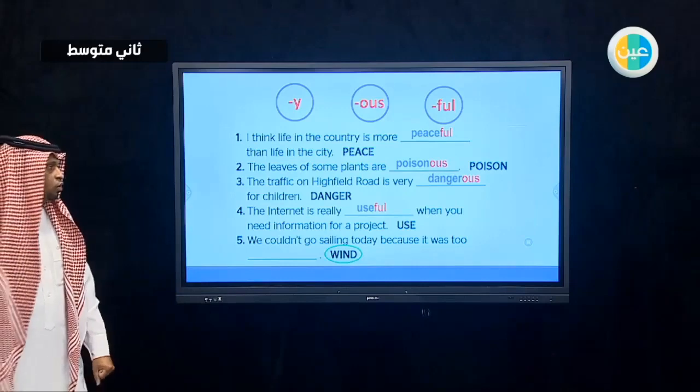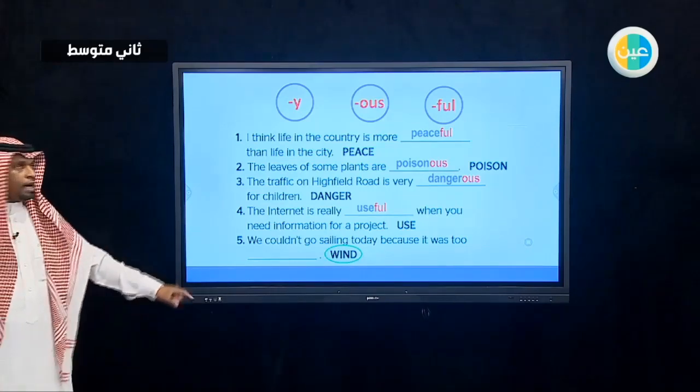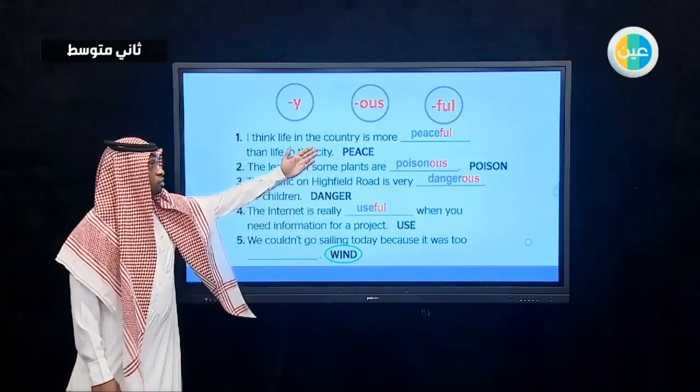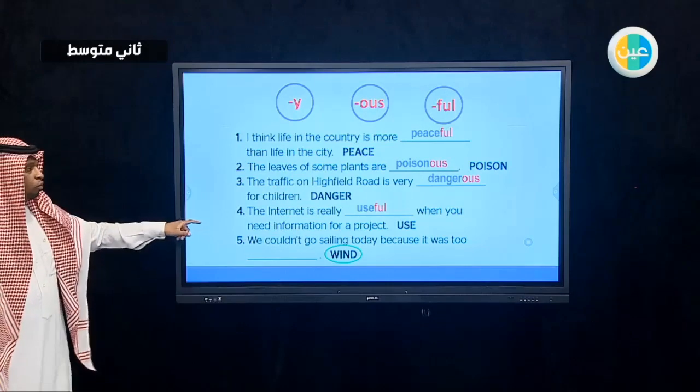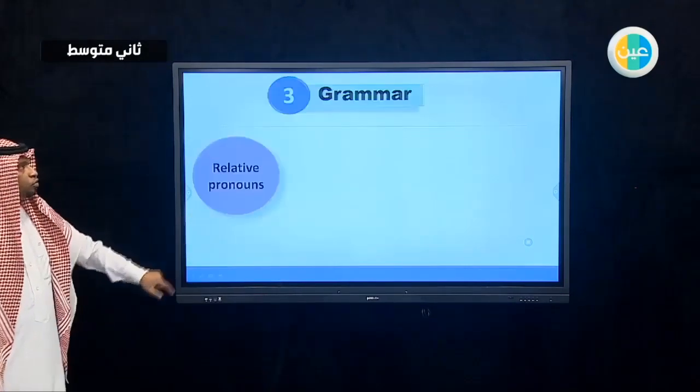Now, the last one: we couldn't go sailing today because it was too wind. No, we can't say it was too wind. How can we change it into an adjective? It should be an adjective. Can we say windy, windious, or windfall? Windy. Good. Now let's move to grammar.